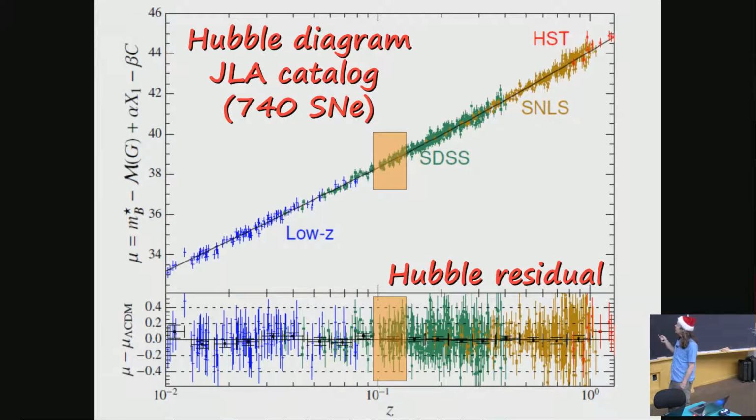So if you look at this residual diagram, you cannot see it by eye, but you should see that here at low redshift it should be kind of Gaussian. And as you move to higher redshift, it should be more and more non-Gaussian. That's what I'm claiming, right? And if you just keep binning and looking at the moments, you should detect them.